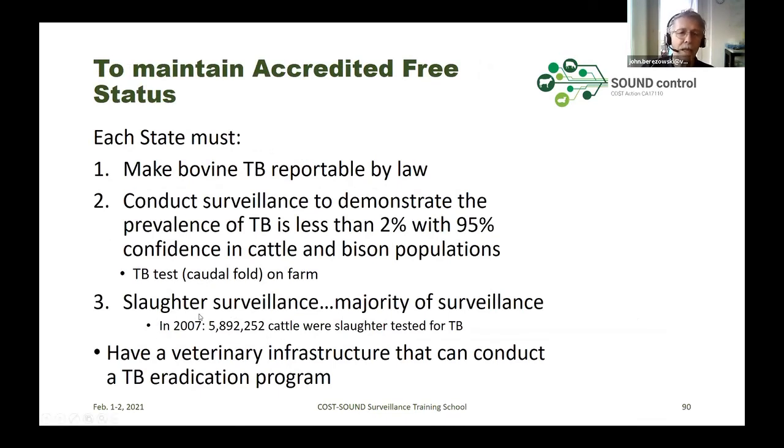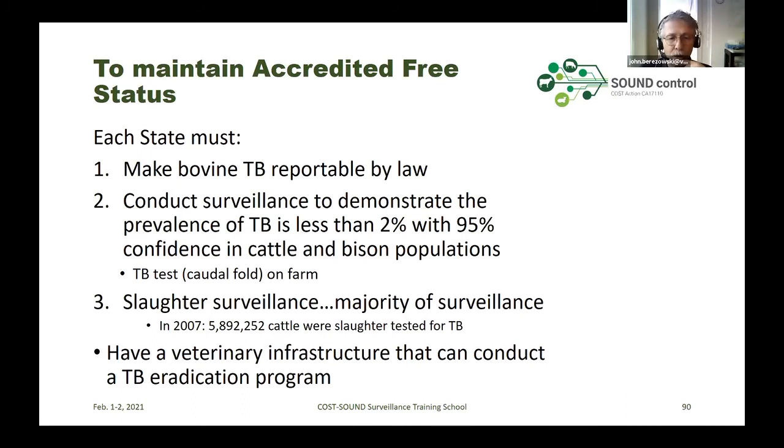So each state has a surveillance system, and they must, number one, make TB reportable by law. So that's a passive surveillance system. Then they conduct surveillance to demonstrate the prevalence of TB is less than 2%, with 95% confidence in cattle and bison populations. So they select farms, and then they use a cattle fold test on the farms to test a specific number of cattle. So they do a sample of cattle populations and bison populations. That's an active surveillance system.